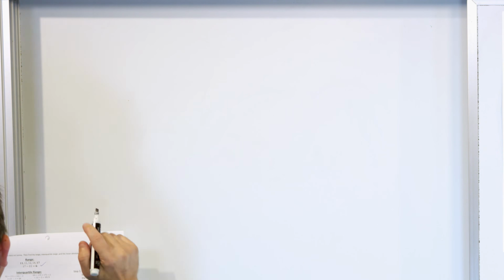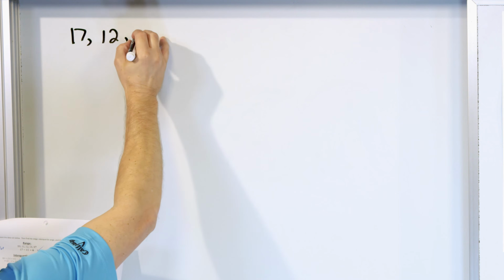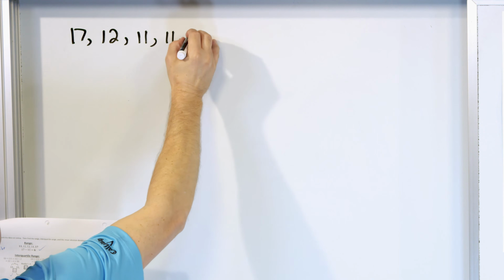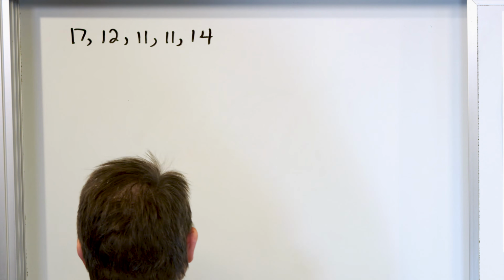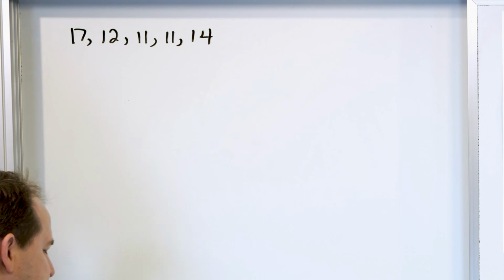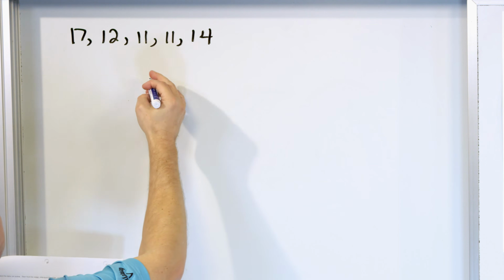Now, let's say this is the age a child learns how to ride a bike, right? 17, 12, 11, 11, and 14, right? So some people learn older and some people learn younger. So the first thing we generally want to do is we want to write our data from least to greatest. We've been doing that every single time. So let's do that, right?